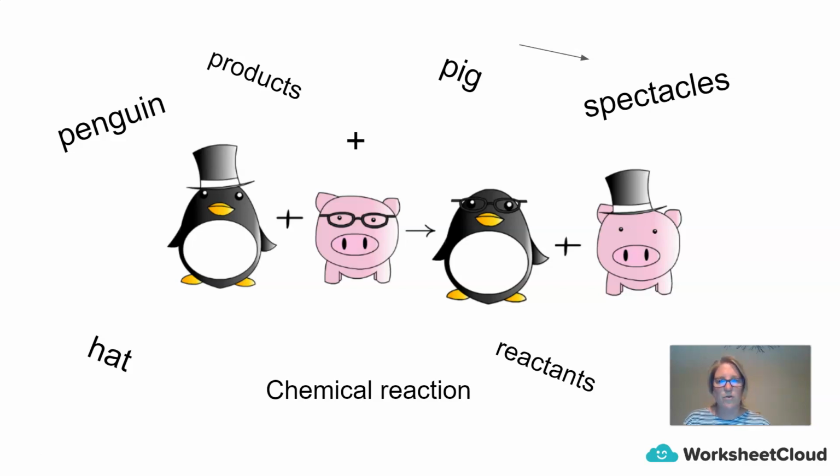So let's just go through this for a moment. Those of you that said this represents a chemical reaction are correct. Here is our arrow that represents a chemical reaction. To the left of the arrow are our reactants, and to the right of the arrow are our products. Now, in this case, in our reactants, we have a penguin and a pig. The penguin has a hat and the pig has spectacles. And then in our products, we still have a penguin and a pig, but now our penguin has the spectacles and our pig has the hat.